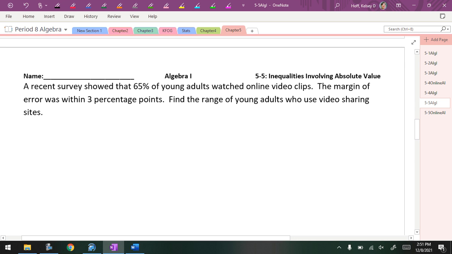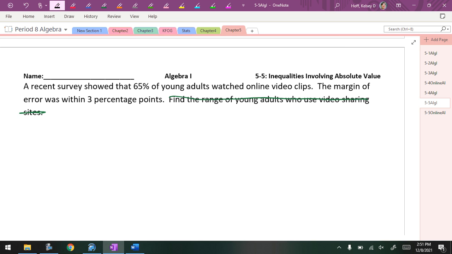A recent survey showed 65% of young adults watch online video clips. The margin of error was within 3 percentage points. Find the range of young adults. I'm not worried about finding the range. We're just going to write the absolute value inequality.